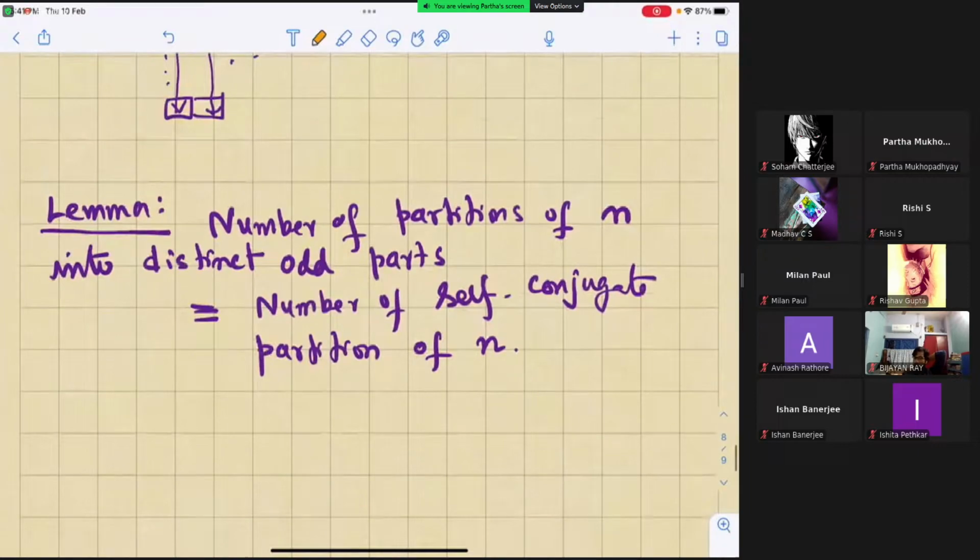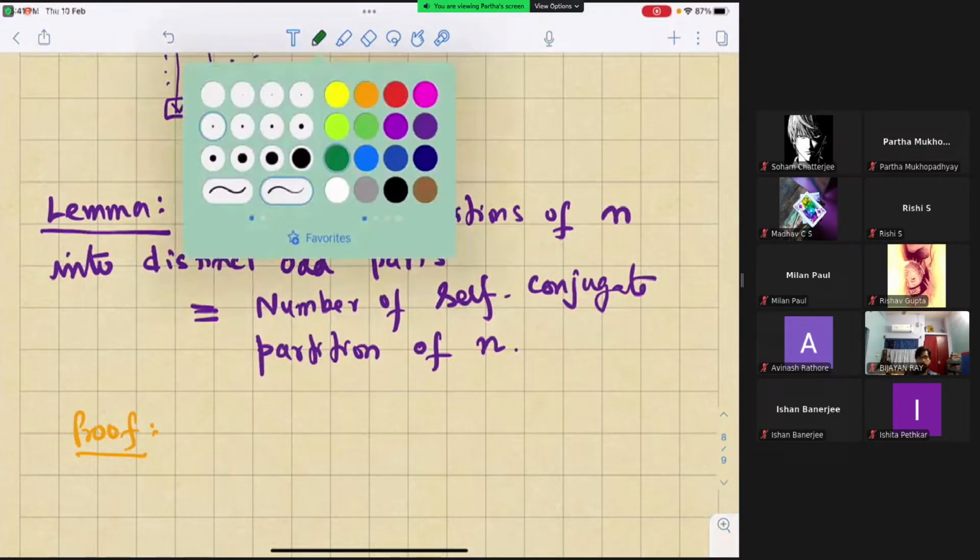How do you prove it? This kind of thing. Is this color visible? The color I'm using now? Or is it bad? So it's visible. Okay. Because I'm mixing many colors, but it becomes more attractive.